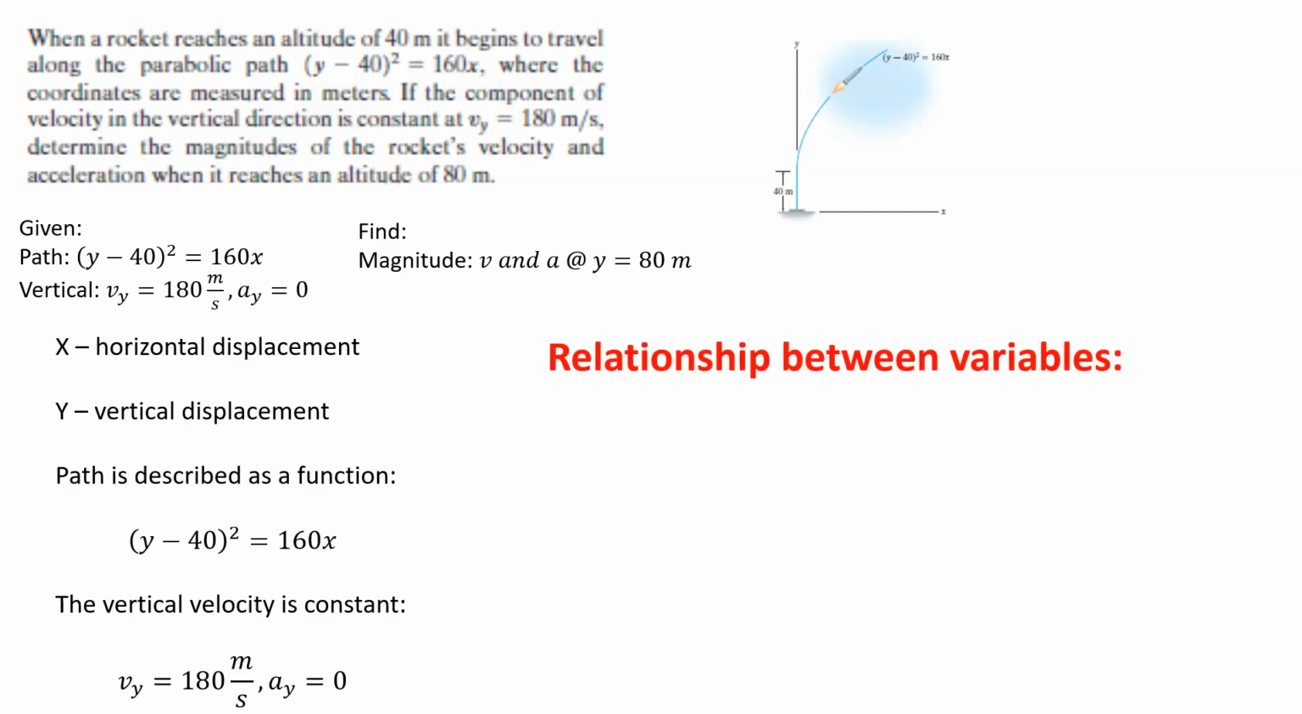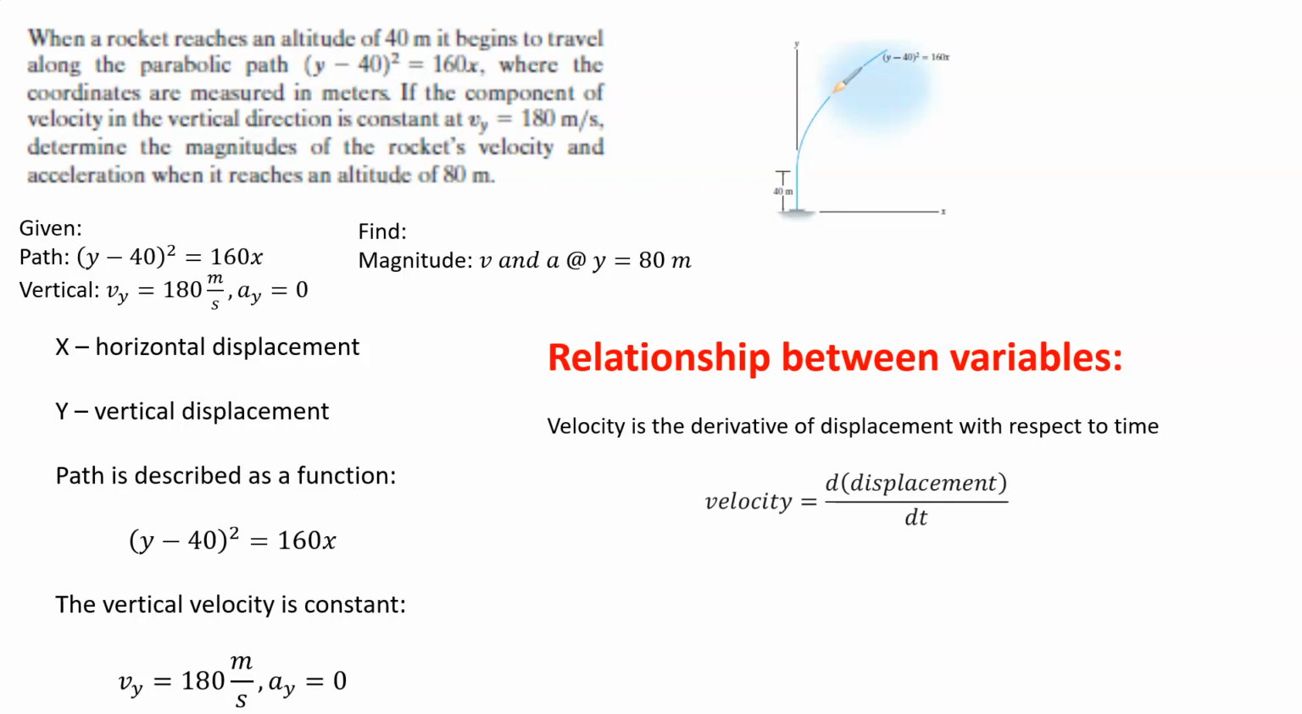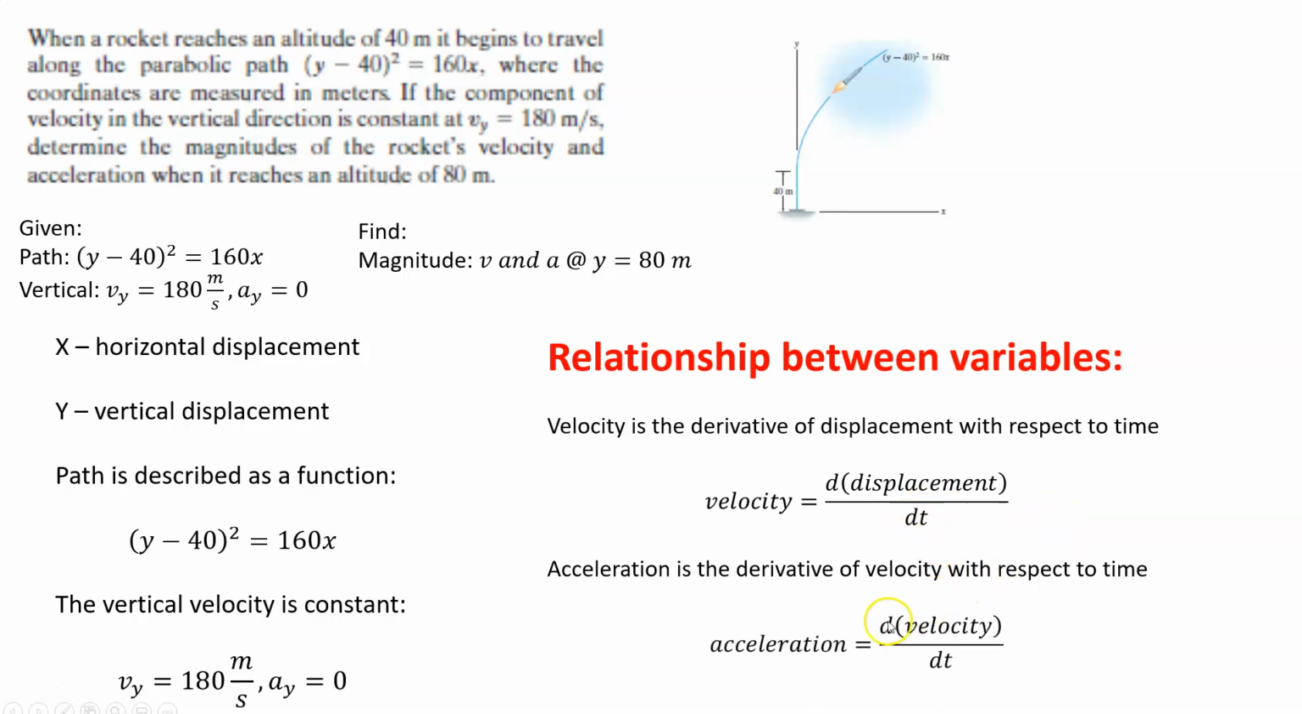So the relationship between the variables. Here's something that you need to keep in mind. Velocity is the derivative of displacement with respect to time. So time is independent. We write velocity as the derivative of displacement with respect to time, dt. We also know that the acceleration is the derivative of the velocity with respect to time. Another thing to keep in mind, time is independent. So acceleration is the derivative of velocity with respect to time.